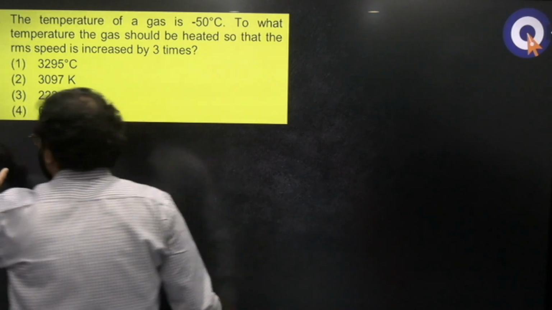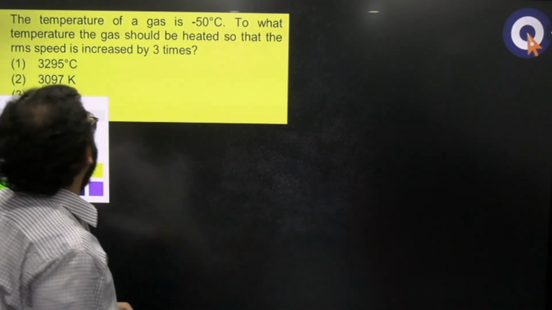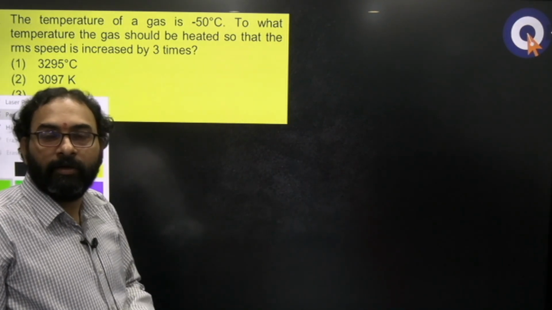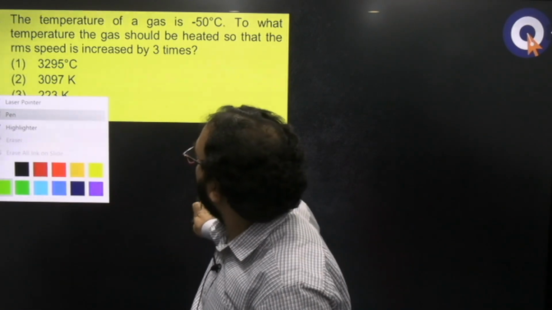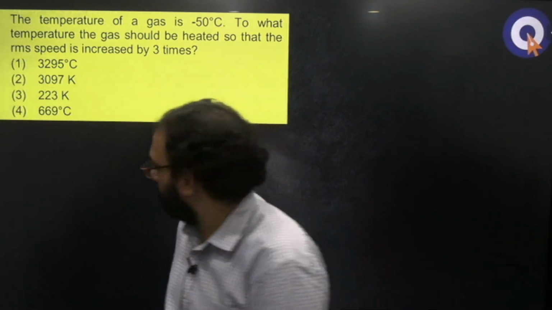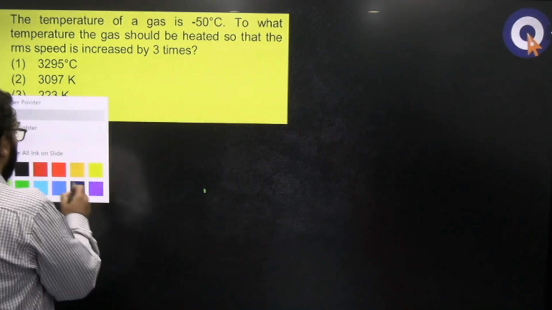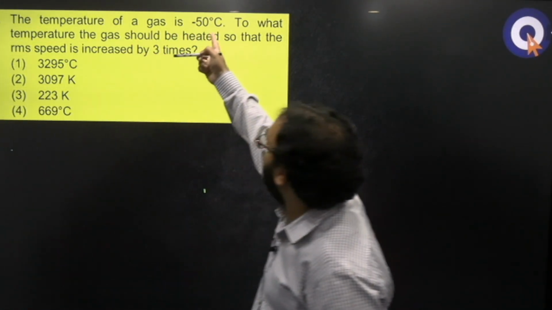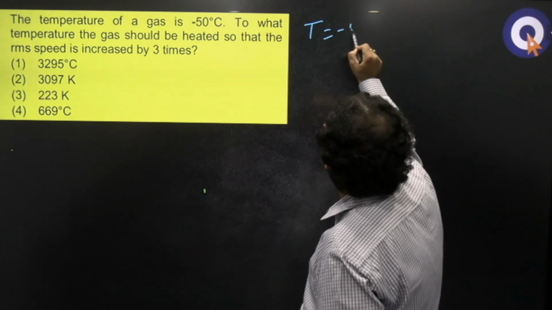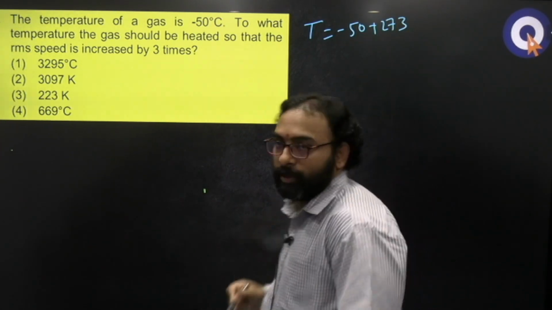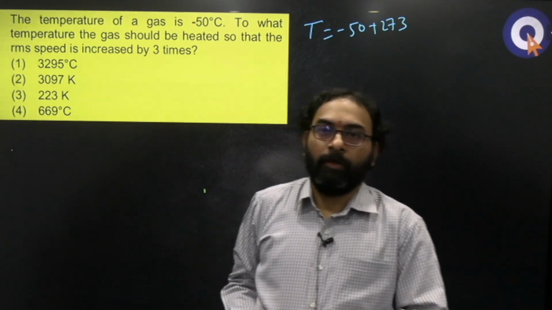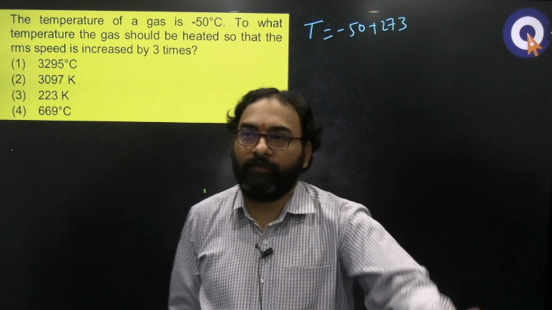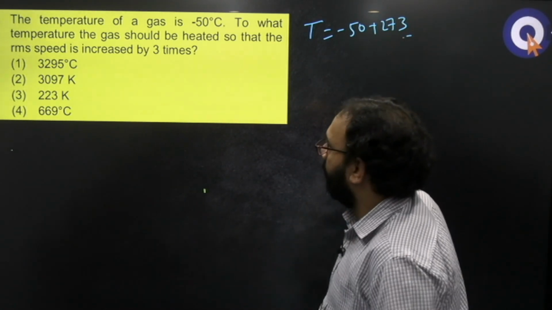See here, next question basing upon heat and thermodynamics branch, which is basing upon RMS velocity or RMS speeds. So let us calculate. First here, the temperature of a gas is minus 50. Immediately I'll add 273. It is compulsory because temperatures are taken in absolute scale or Kelvin scale of temperature. We have to convert it by adding 273.